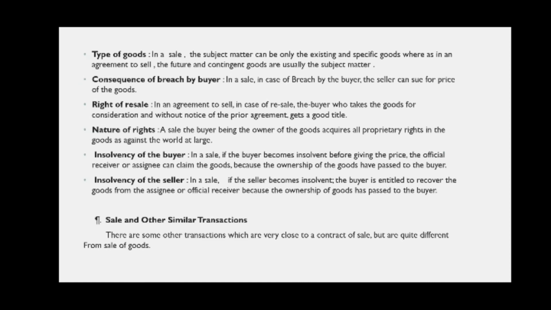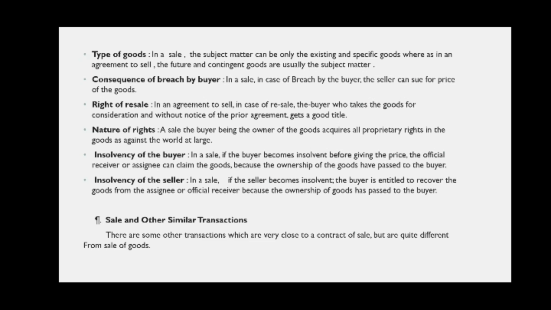Nature of rights. In a sale, the buyer being the owner of the goods acquires all proprietary rights in the goods as against the world at large, but an agreement to sell gives a right to the buyer against a particular person only, and in case of breach of contract he can sue the seller for damages for breach and not for the recovery of goods. Insolvency of the buyer. In a sale, if the buyer becomes insolvent before paying the price, the official receiver or assignee can claim the goods because the ownership of the goods has passed to the buyer. The seller's right is to get a rateable dividend from the estate of the insolvent buyer.